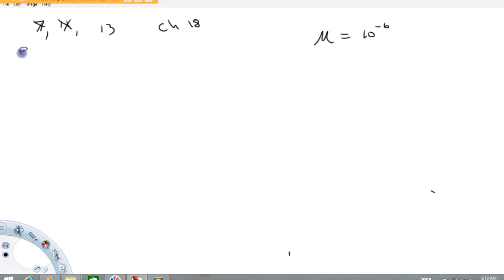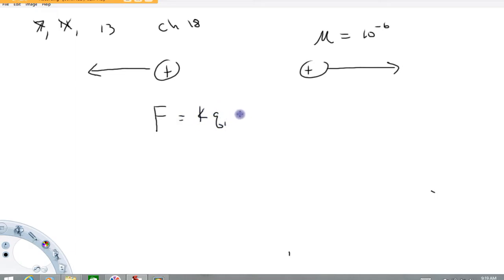So 13, it says 2 point charges are brought closer together, increasing the force between them by a factor of 25. So we got 2 point charges. It didn't really say plus or minus. I'm just going to assume plus plus. Now, if it's plus plus, there would be a repulsive force. And again, that's what we call the Coulomb force. And that force is going to equal K Q1 Q2 over some distance squared.